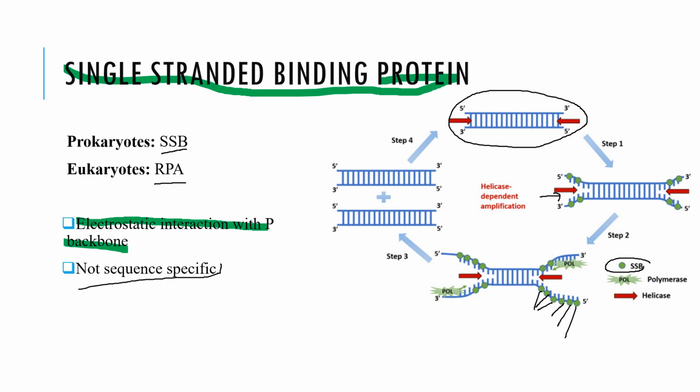Another important point is that they are not sequence specific, meaning it does not matter what kind of nucleotide is present. Their function is just, after the activity of the helicase enzyme unwinds the DNA strand, to go and bind to the DNA strand to make sure that these two strands do not rewind. So their function is just to prevent the rebinding of the DNA strand. These two things are very important: the weak electrostatic interaction with the phosphate backbone, and that they are not sequence specific.